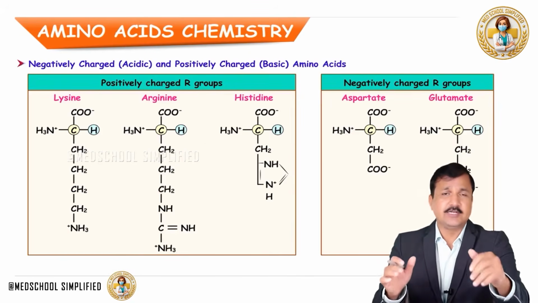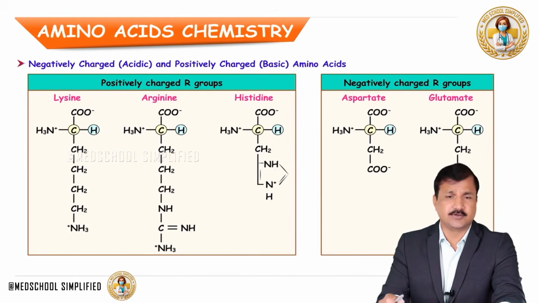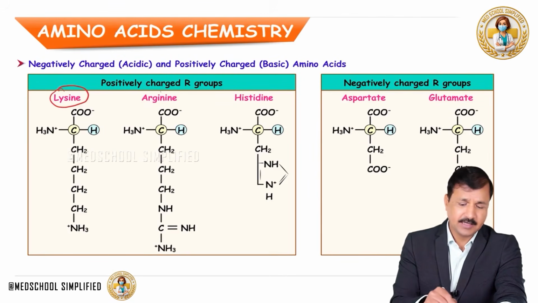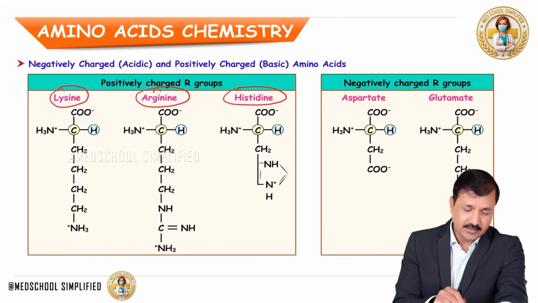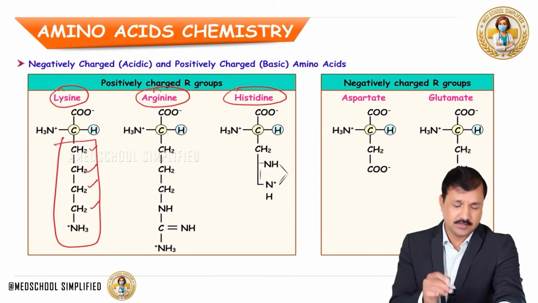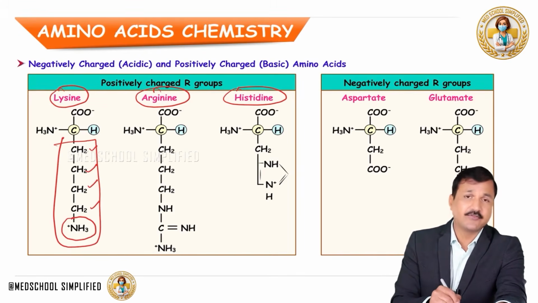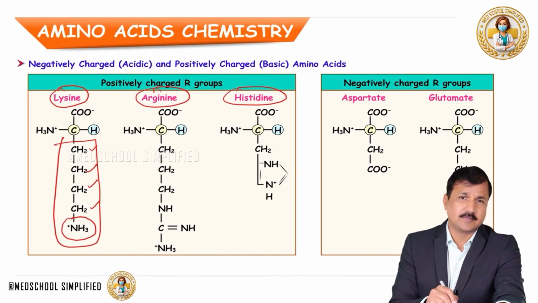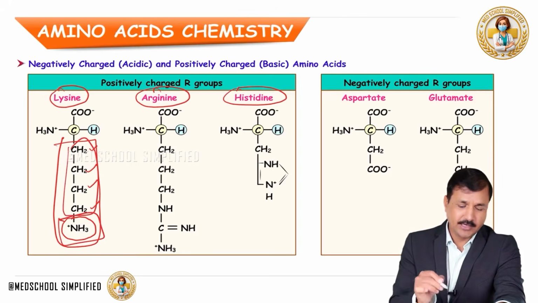Coming to negatively charged amino acids and positively charged amino acids. Let's look at positively charged amino acids first. There are 3 amino acids that are positively charged. The first one is lysine, the other is arginine, and the third one is histidine. Now look at the side chain of lysine. This is CH2, CH2, CH2, CH2, 4 times CH2, and then we have NH3 plus in the side chain. So this is referred to as a butyl ammonium group. Butyl, that is 4 times CH2, and ammonium, butyl ammonium group. That's what is there in lysine.